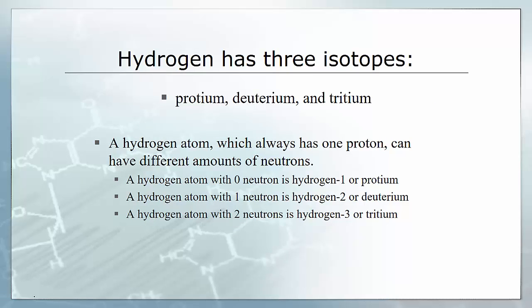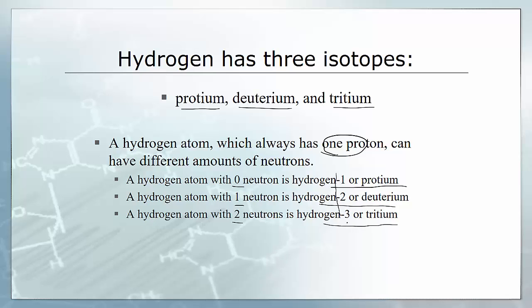Hydrogen also has 3 different isotopes. It has protium, deuterium, and tritium. It always has just 1 proton, but it can have 0, 1, or 2 neutrons. If it has 0 neutrons, it is called hydrogen 1 or protium. If it has 1 neutron, it is hydrogen 2 or deuterium. And if it has 2 neutrons, it is hydrogen 3 or tritium.